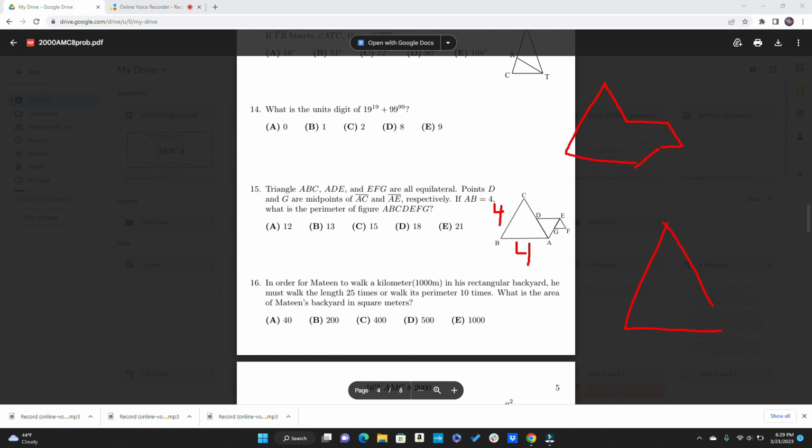Well, we know that points D and G are midpoints of the triangles that they touch, right? So that means halfway along this triangle is where the next smallest triangle starts. Halfway means the side is cut in half, so instead of 4, we have 2 and 2. But we're adding the perimeter, so the bottom 2 isn't contributing to the perimeter. That's the inside of the triangle. So we only want this 2 for this side right here.